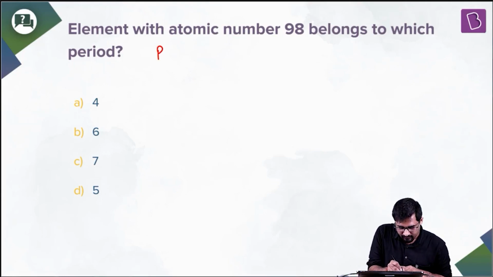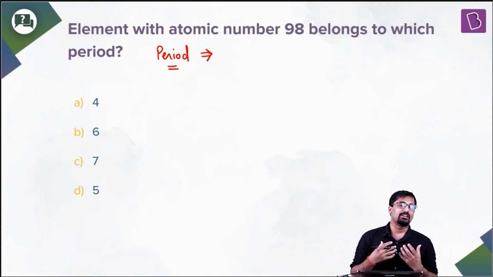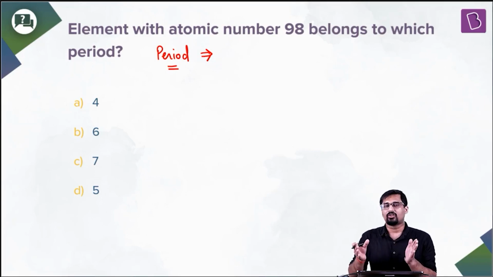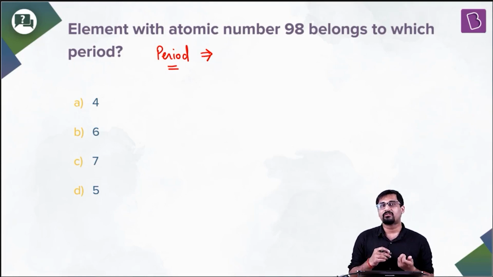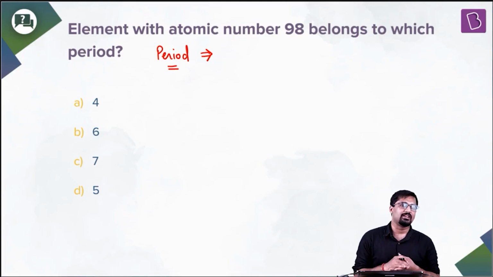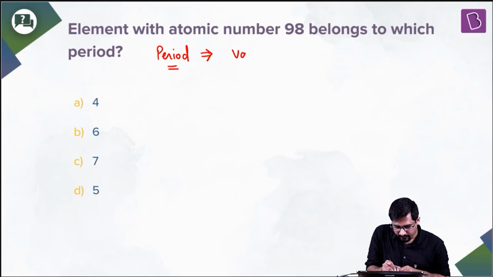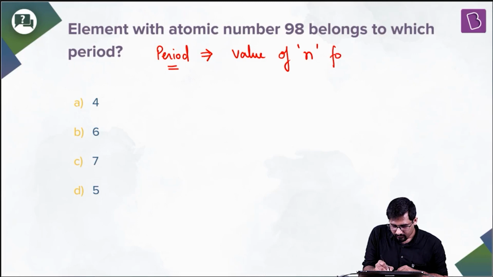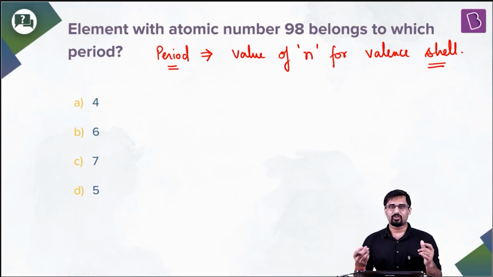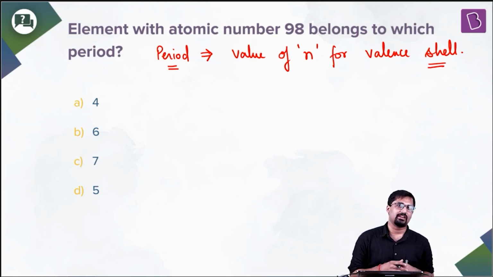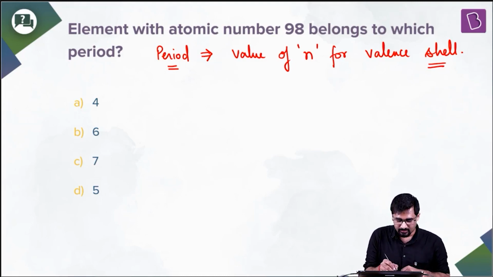So let me tell you, first of all, period of an element can be found by writing its electronic configuration, and according to that electronic configuration, the principal quantum number of the valence shell tells you about the period to which the element belongs. So basically period is equal to the value of principal quantum number, that is n, for valence shell. Or you can also say that the highest value of principal quantum number according to the electronic configuration of that element will tell you about the period of that element. So this is how we have to find out the period.